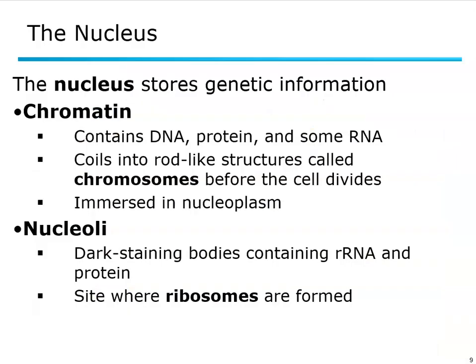Another part of the cell is the nucleus, and the nucleus stores the genetic information. It contains chromatin, which condenses into chromosomes later, prior to cell division. Genes composed of DNA make up the chromosomes, and they code for the production of proteins in the cytoplasm. It also has the nucleolus, the dark staining bodies inside the nucleus, containing RNA and proteins, because it's the site for ribosome production.